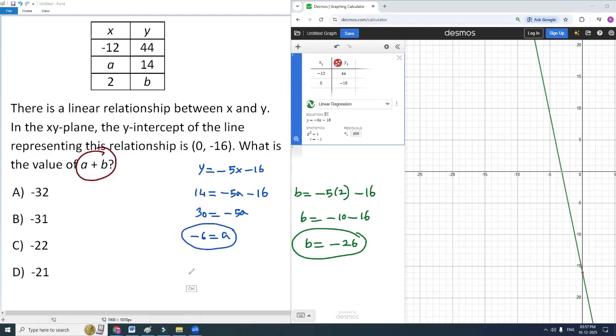Our aim is to get the value of a + b. Then a + b equals, for a we have -6, for b we have -26. When I combine -6 and -26, I am getting -32. Here I got the value of a + b, that is -32. We find this -32 in answer choice A. The correct answer choice for this question is A.